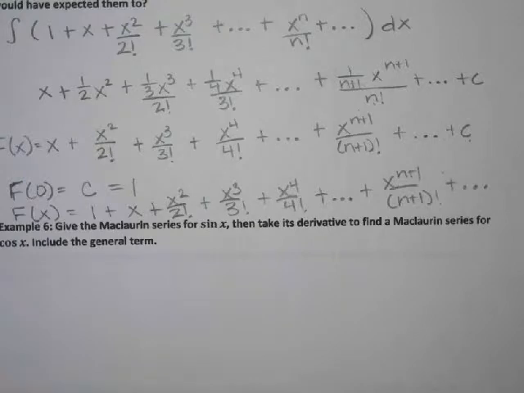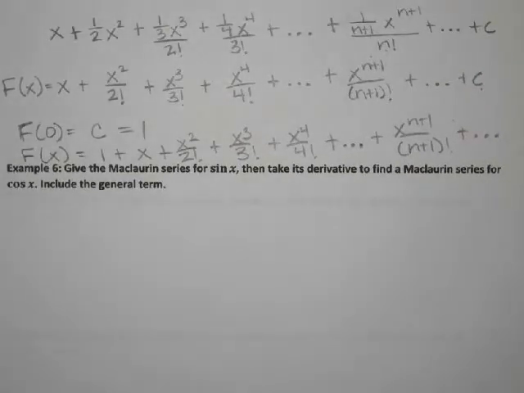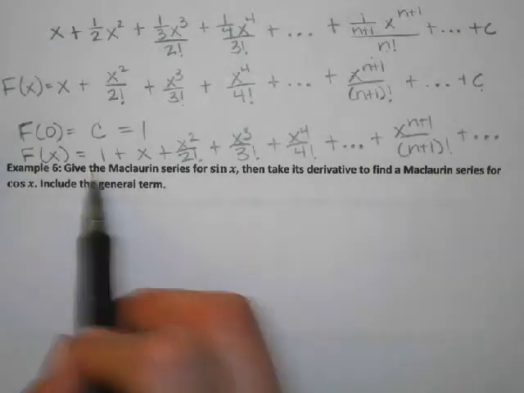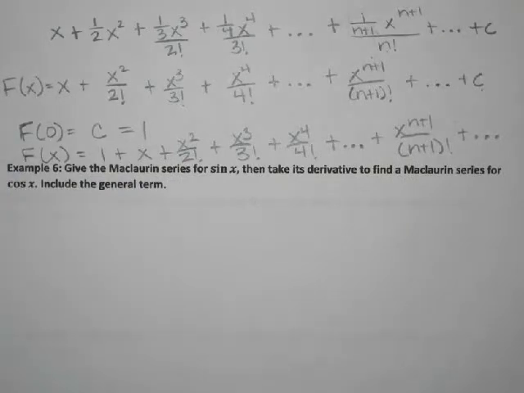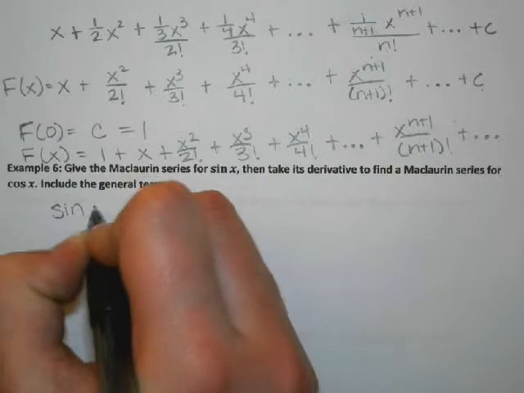All right. So now we're going to try this with something other than e to the x. You might think that's an exception, so it went from itself to itself. Let's go ahead and try another one. So this one says, use the Maclaurin series for sine x, which is good because we already know that one. So sine x equals what?